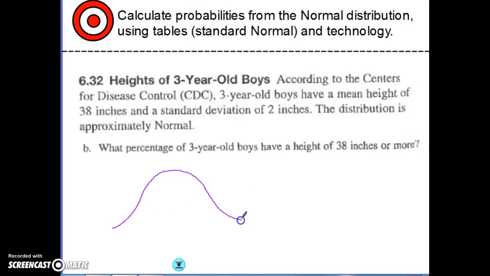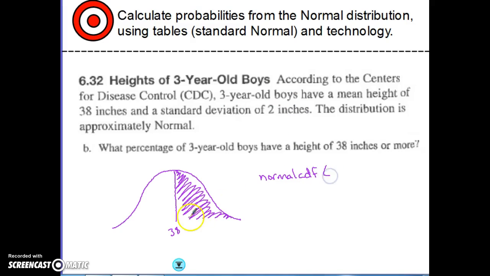Take a look at the normal distribution. The mean is 38. And I'm wanting to know what percentage will have a height of 38 or more. So even before you do this calculation in your calculator, what are you expecting? If I ask you how many people have a height of the mean, the average or more, what would you expect? Yeah, if you're thinking something along the lines of like 50% or half of the people, I think you're on the right track. Let's go ahead and do that on our calculators just to confirm.